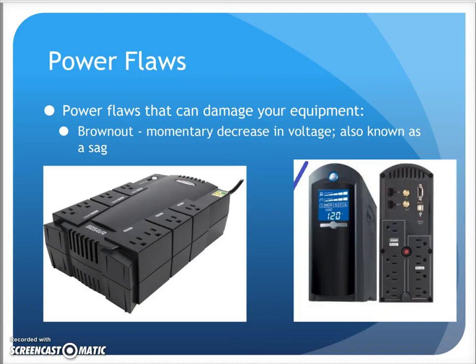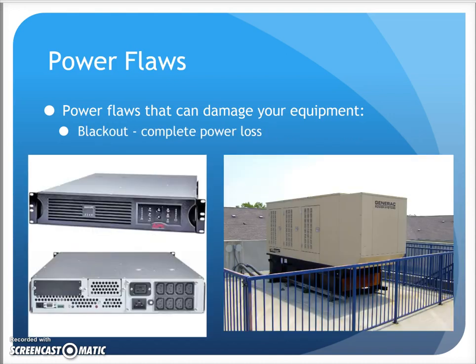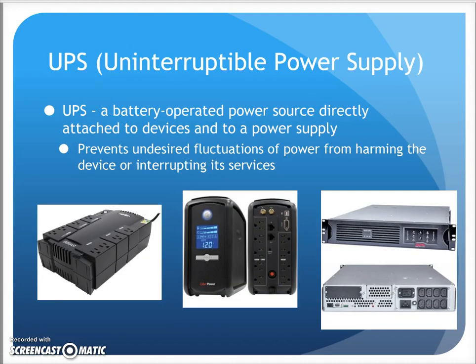Brownout is a momentary decrease in voltage, also known as a sag. And again, your battery units, UPS units, are there to kind of fill in that voltage for you so things do not power down or shut off. And then blackout is a complete power loss. Again, your UPS units are there to provide power long enough that other sources like generators can be brought online and bring power back to the facility to keep things functioning.